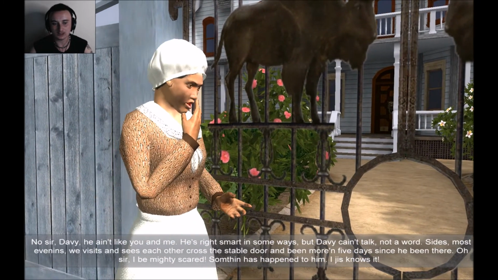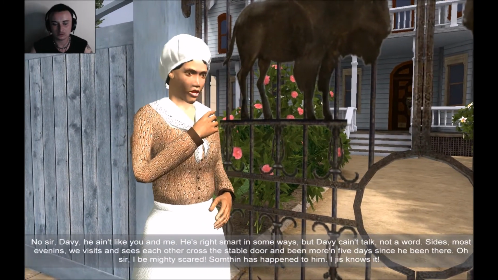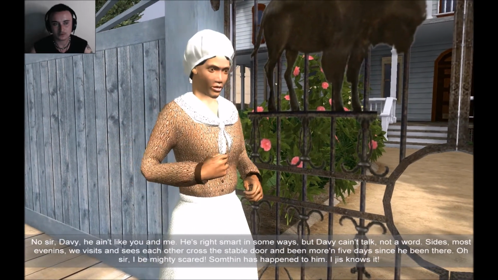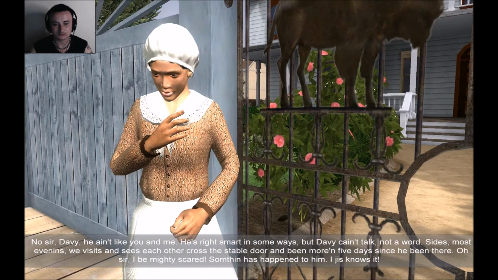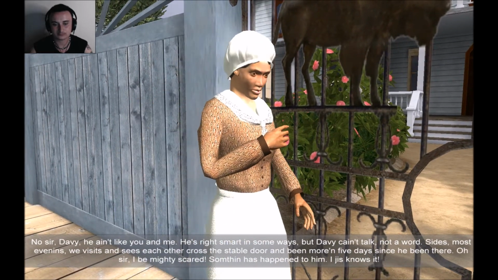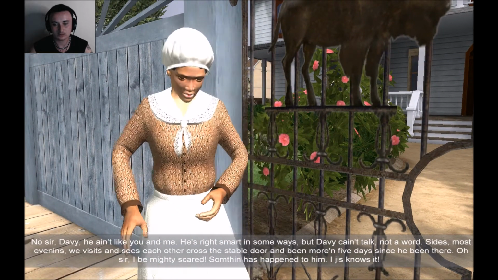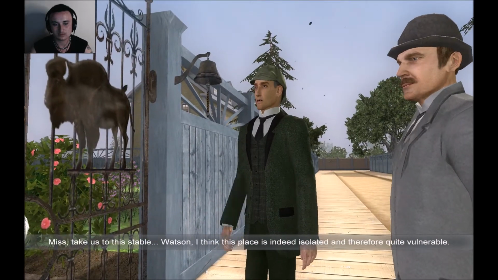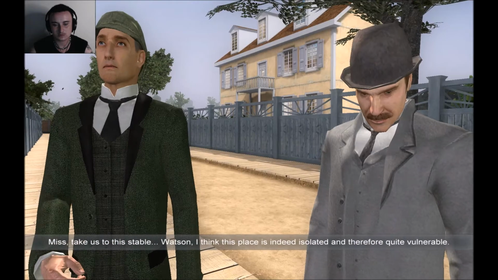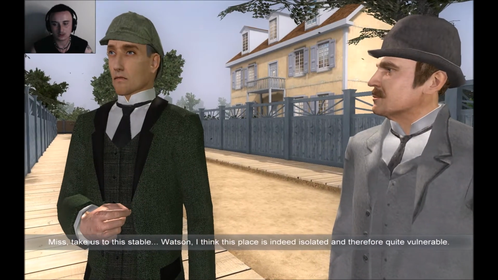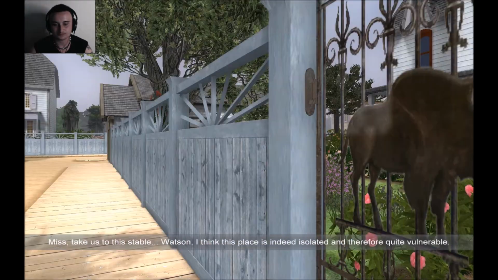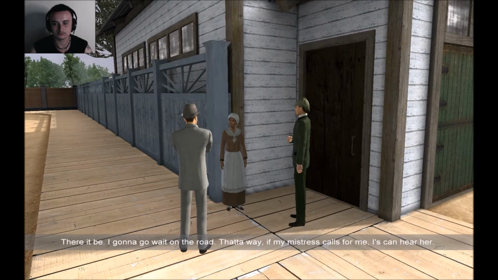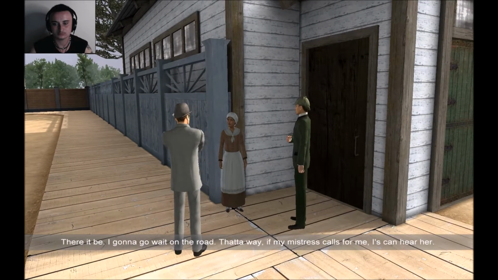Besides, most evenings, we visits and sees each other across the stable door. It been more than 5 days since he been there. Oh, sir, I be mighty scared. Something has happened to him. I just knows it. Miss, take us to this stable. Watson, I think this place is indeed isolated, and therefore quite vulnerable. There it be. I'm gonna go wait on the road. That way, if my mistress calls for me, I can hear.